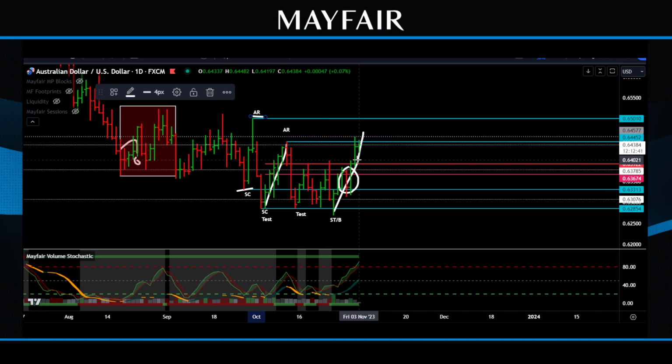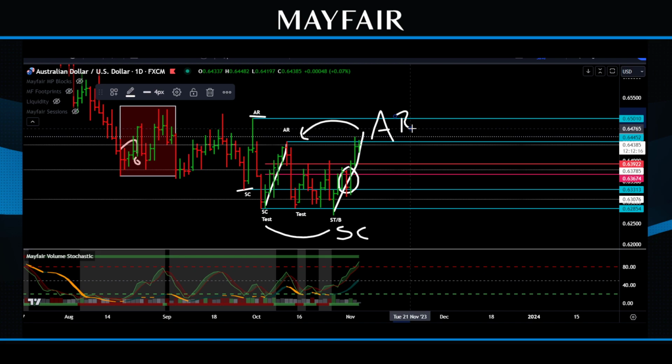On this particular move, what we've done is created a change of character to the upside, right? So would the question be, is this our SC, for example, followed by an AR, right? So the issue I have in terms of where we are in the schematic, I don't know, right? And that's not just me giving up. I don't know.